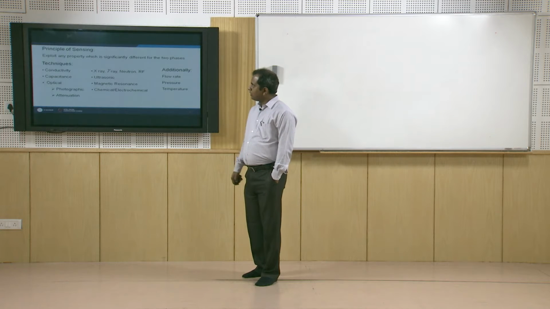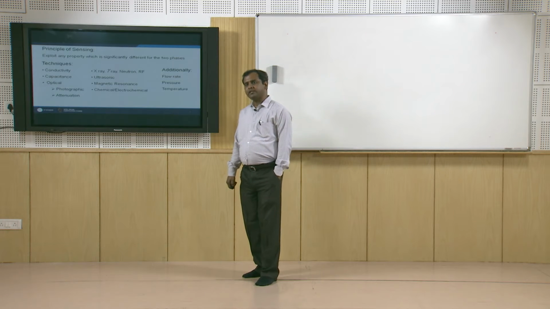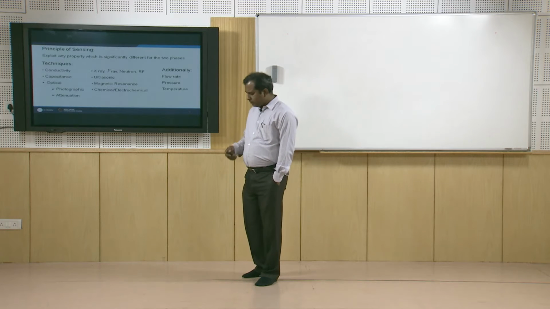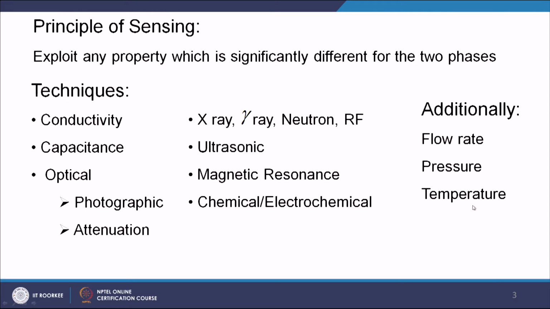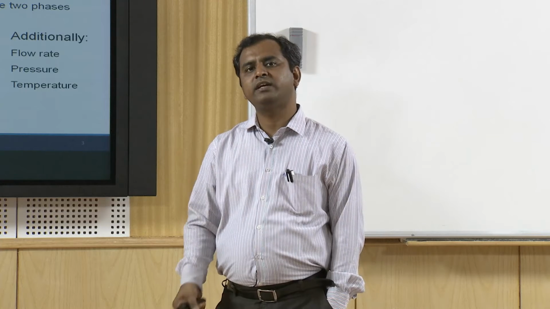Okay. Now, to begin with, let us see what different principal sensing methods are available in two-phase flow. For measurement of two-phase flow, we will be exploiting any property which is significantly different for the phases. Let us say we are taking two phases as gas and liquid. We can exploit any fluid property which will behave differently amongst these gas and liquid phases.